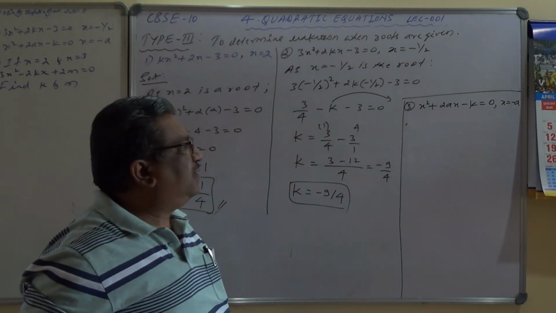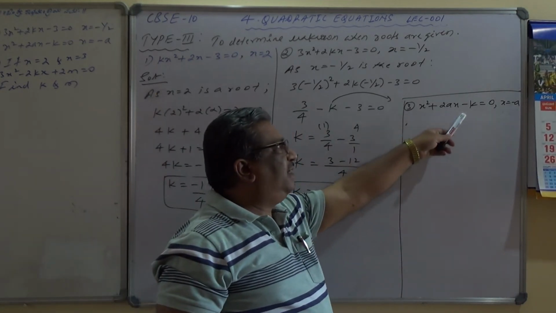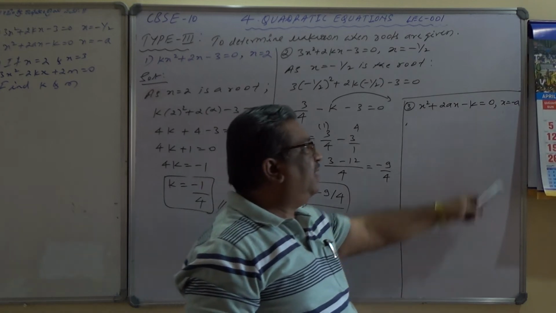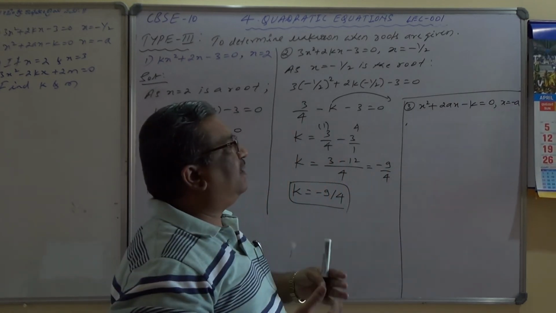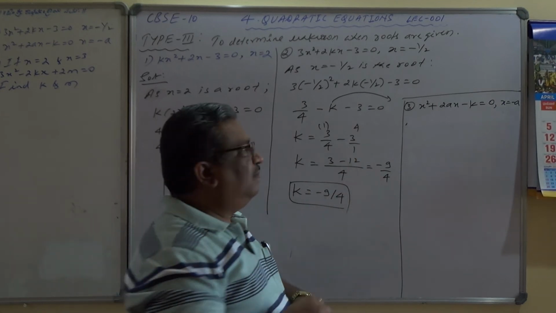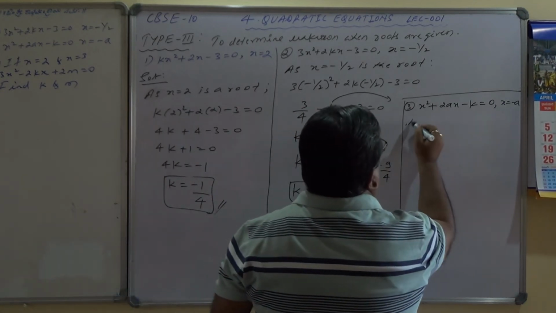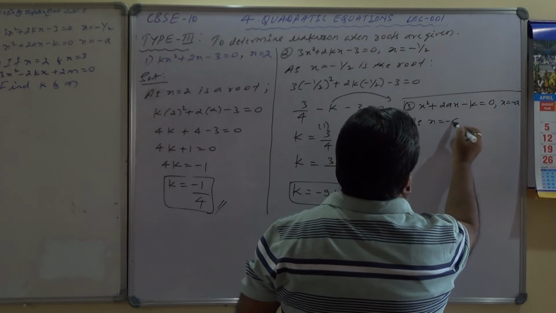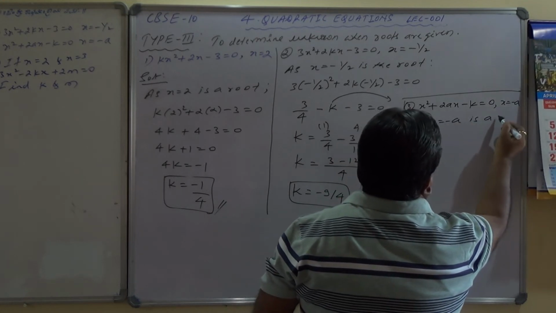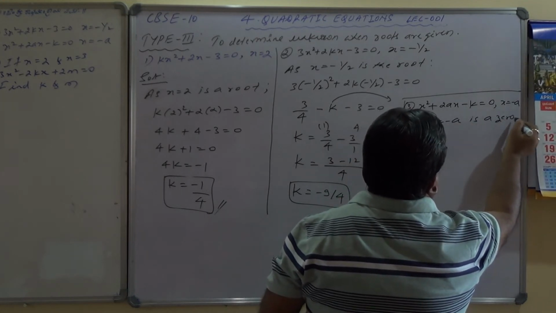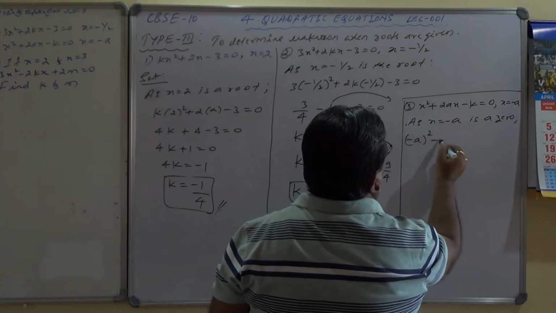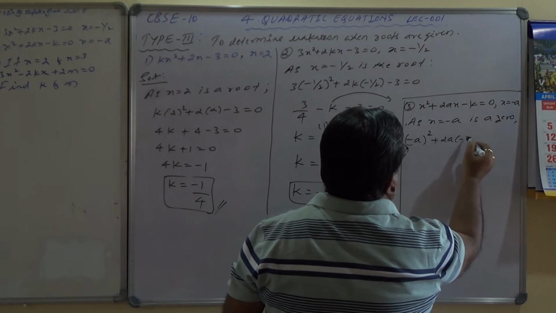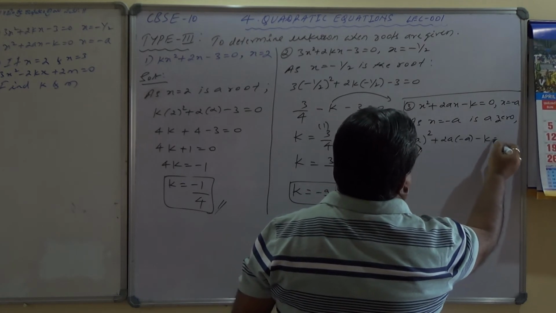The given equation is x square plus 2x minus k equals 0. And what is the root given? Root is x equals minus a here. So let me substitute the value of x equals minus a in the given equation. So as x equals minus a is a root, (minus a) the whole square plus 2 times a times minus a minus k equals 0.